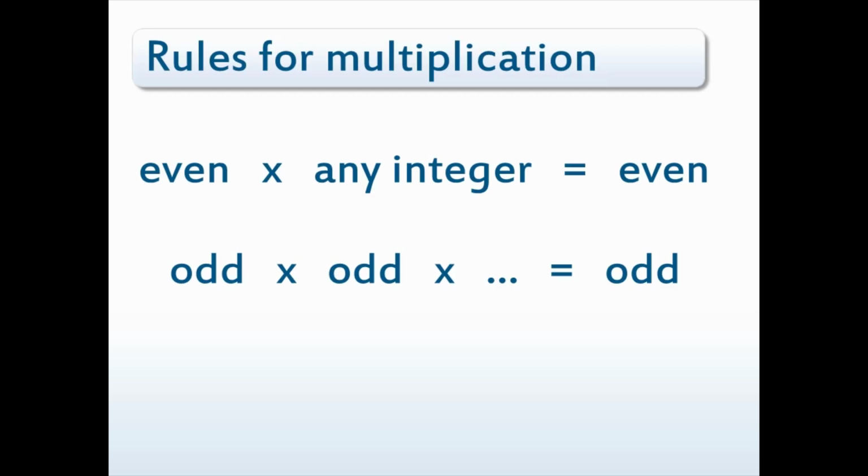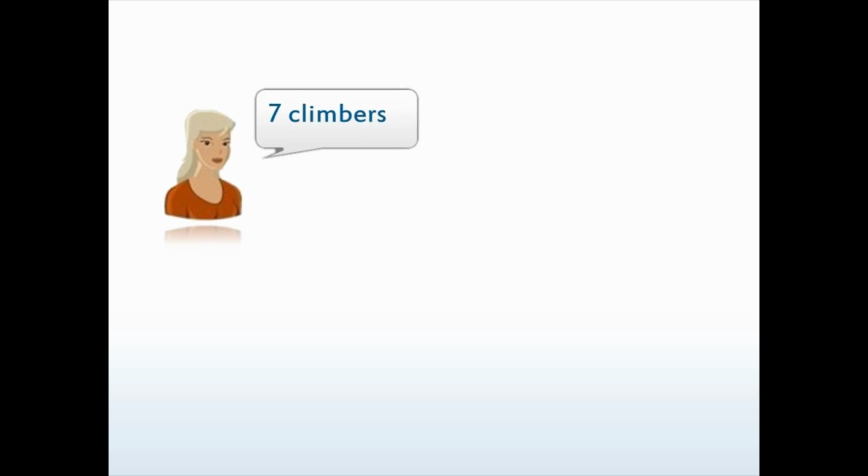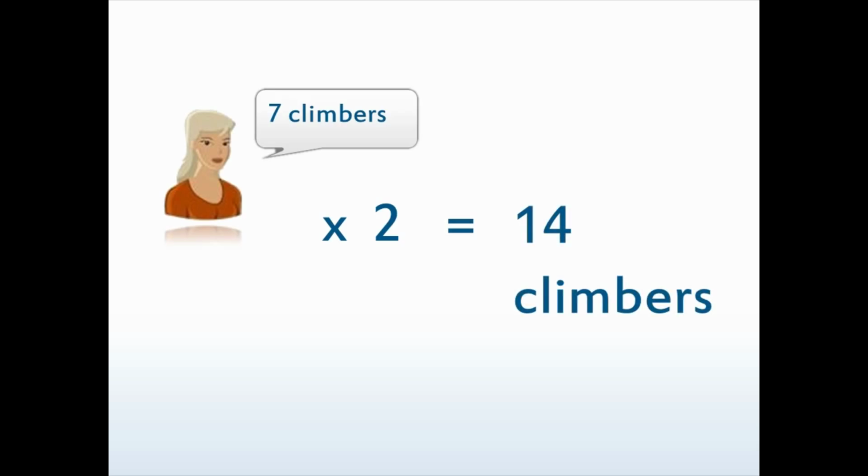Let's test these rules using our first climbing group. This group contains 7 climbers, which is an odd number of climbers. If we multiply this group by 2, which is an even number, we would have 14 climbers, which is also an even number.